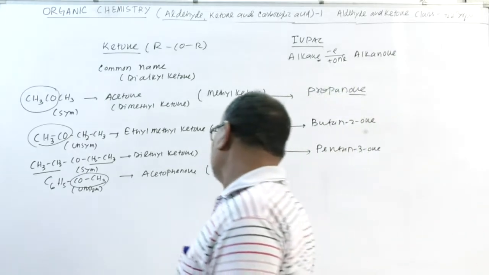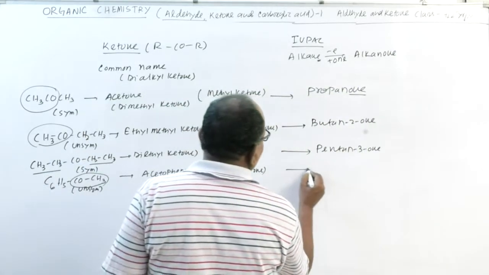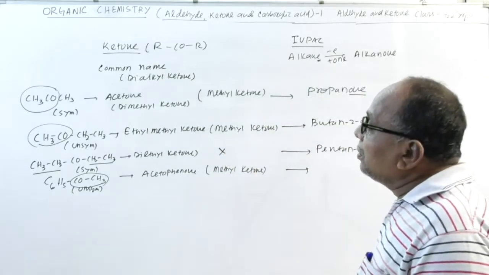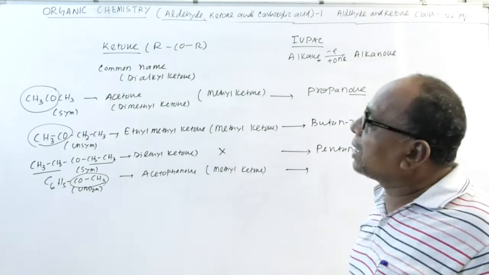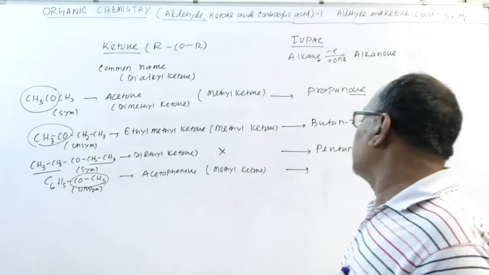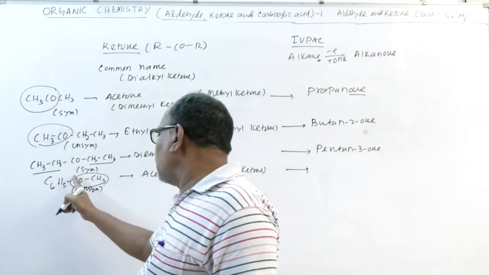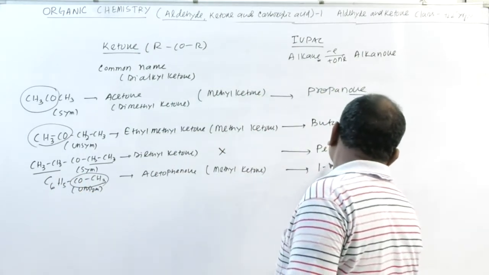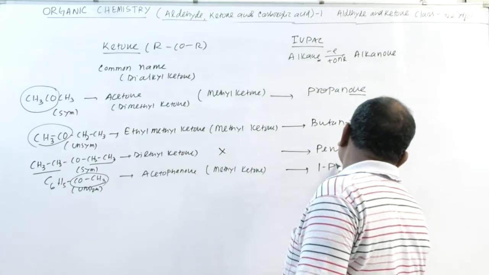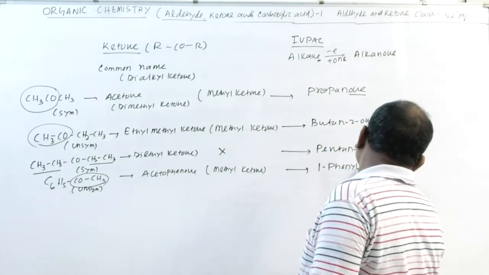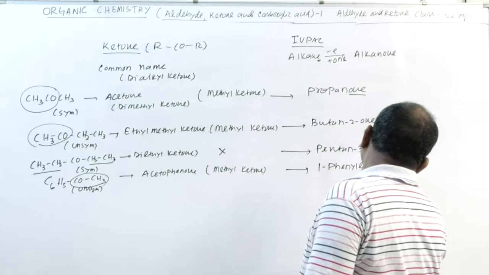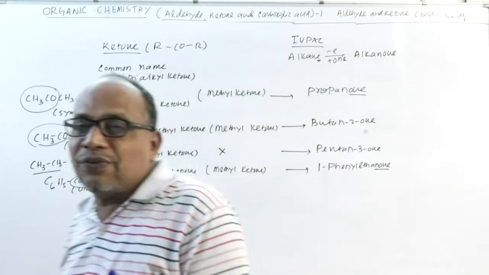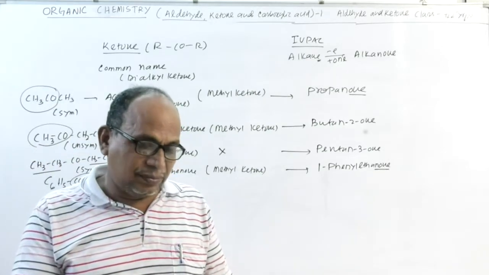Pentanone. And what about the name of this one? Do you call it acetophenone? Or we can say this is carbon 1, this is 2, then 1-phenyl ethanone. 1-phenyl ethanone.